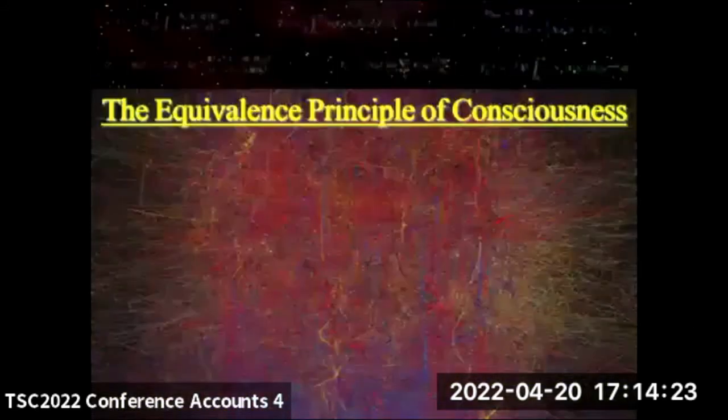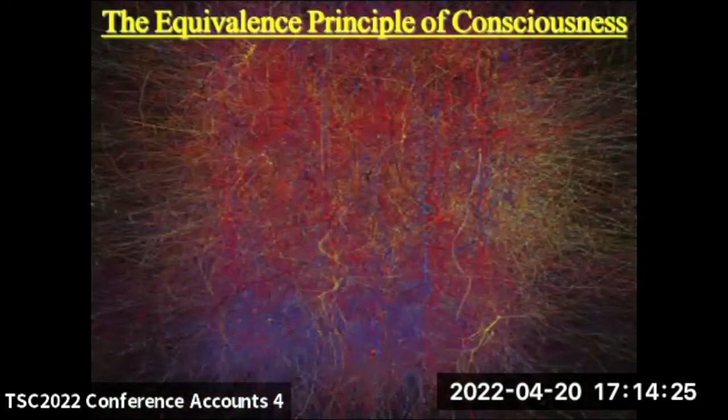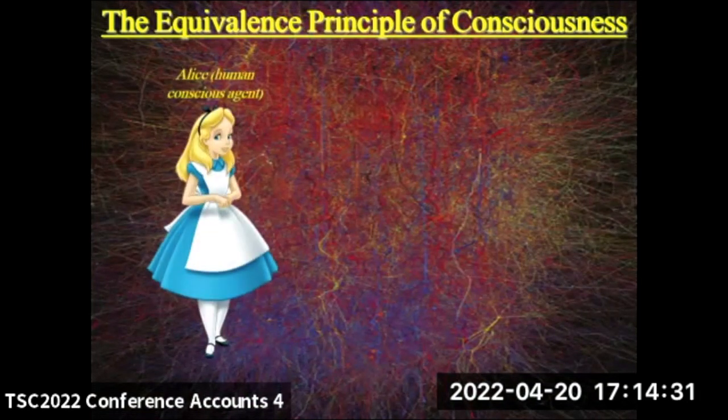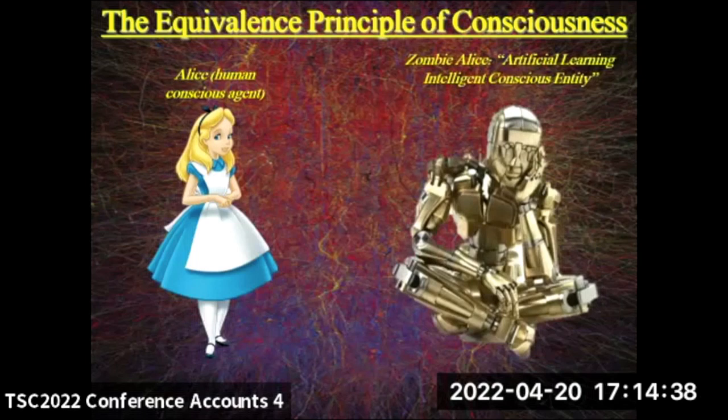Now, if we assume that, then we can do the equivalent principle of consciousness. So let's start with two systems, right? One system will be Alice, our conscious human. The second cognitive system will be zombie Alice. I call it artificial learning intelligent conscious entity, or in other words, capital letter Alice.